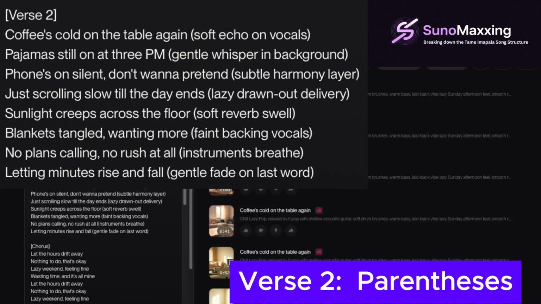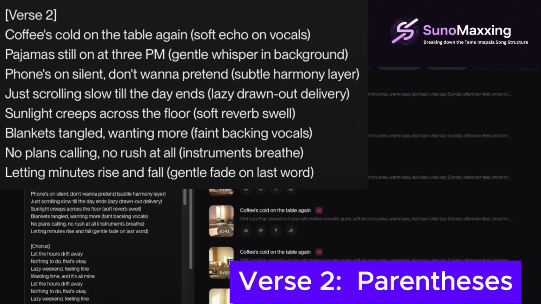On verse 2, there's a lot going on. I'm not going to call them all out, but we have a couple of the cool ones: gentle fade on last word, soft echo on vocals, lazy drawn out delivery, faint backing vocals, and instruments breathe. I don't know how many of these Suno will pick up on. Let's go ahead and give it a listen.